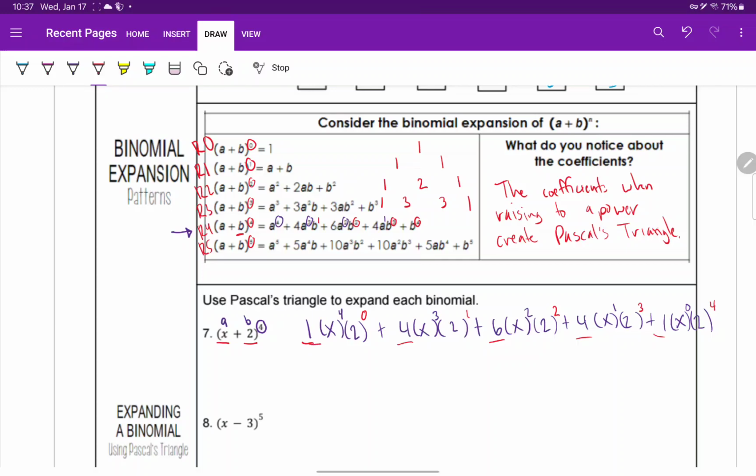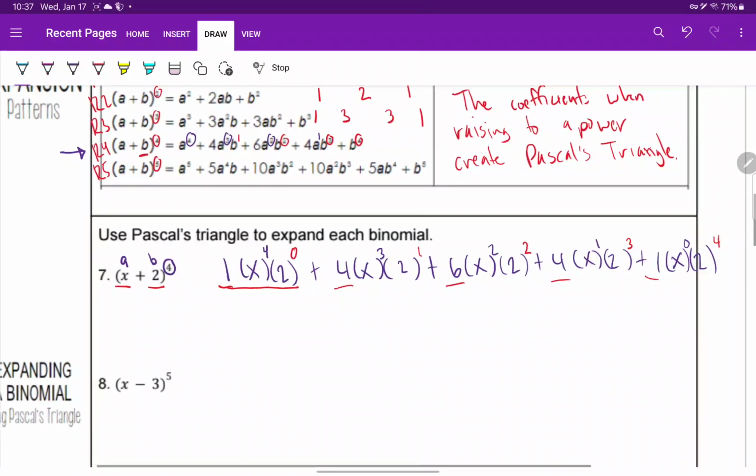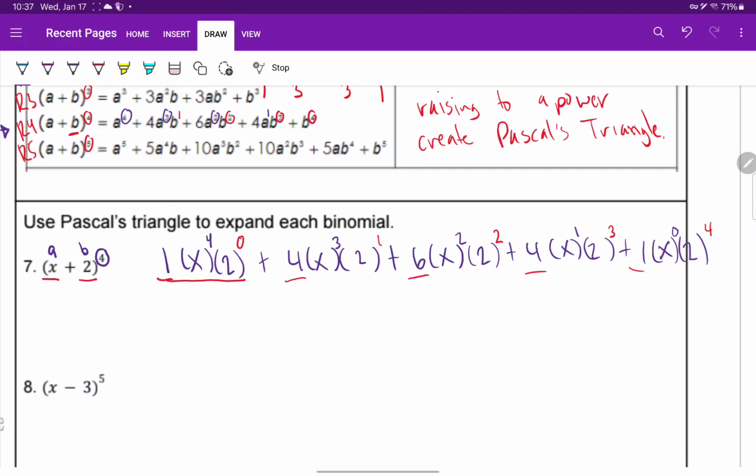Now, we do have a polynomial here, and each one of these is considered a term. In each term, all these are going to be multiplied, so we're just going to work it out one piece at a time. So now here we have 1 times x to the 4th times 1. For the second one, there's a plus sign. Then we have 4 times x to the 3rd times 2 to the 1st power, which is 2. For my next one, we have 6 times x to the 2nd power, which is x squared. Notice the dot in between means multiplication. Then we have 2 squared, which is 4.